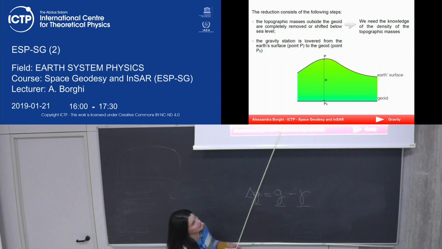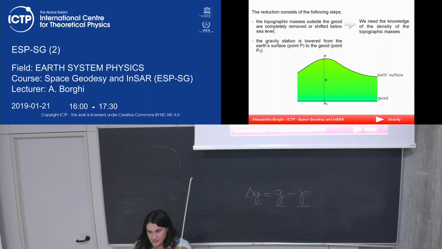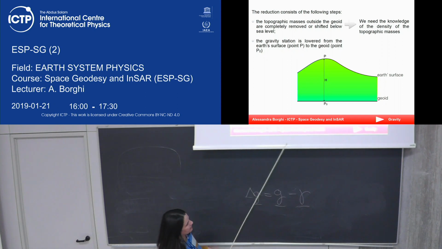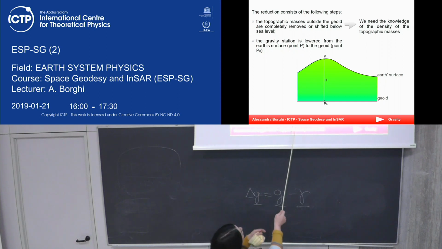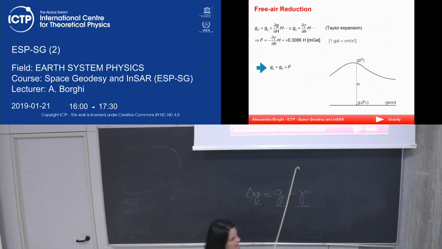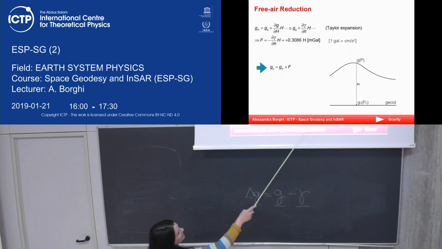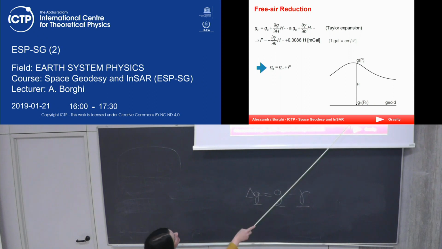And of course, because the gravity field is related to the distance between the masses, we have to reduce for these distances between the point P and the mass of the Earth. So this is called free-air reduction, moving this point on the geoid. We are going to see. So this is the free-air reduction. We have removed, we are going to see how, the masses between the Earth surface and the geoid. And now we have to move downward to the geoid.